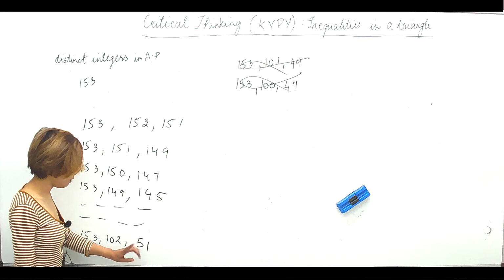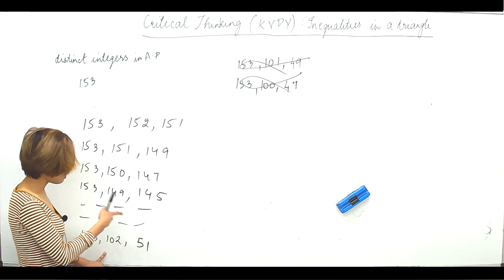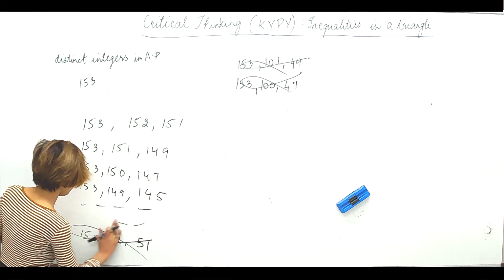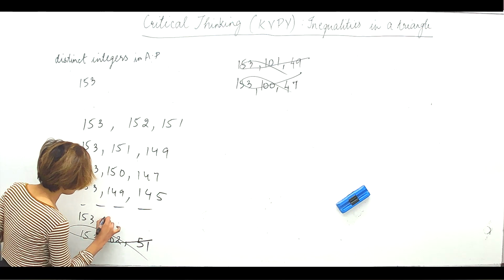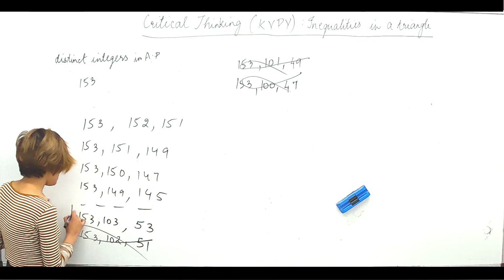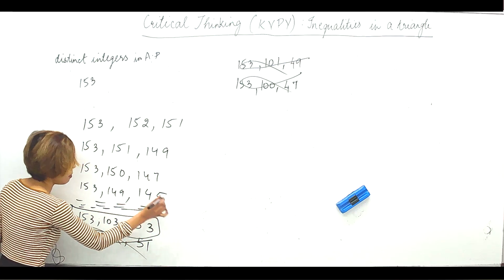153, 102, and 51. Do you think it will form a triangle? Now 102 plus 51, which is 153. Equal आ गया, अभी नहीं बनेगा. It's okay. इससे पहले वाला देख लेते हैं. Right. So 153, 103, and this will give you 53. Right. So this will definitely form a triangle. और इसके ऊपर वाले, all of them will do.